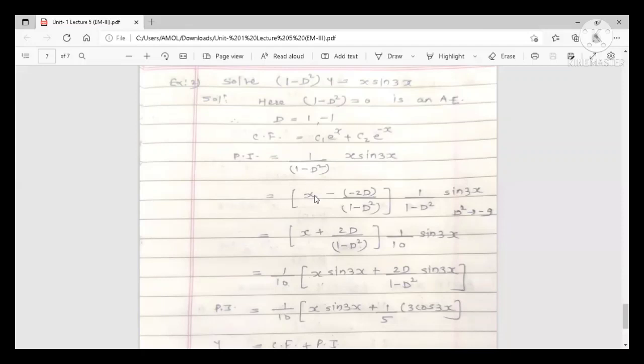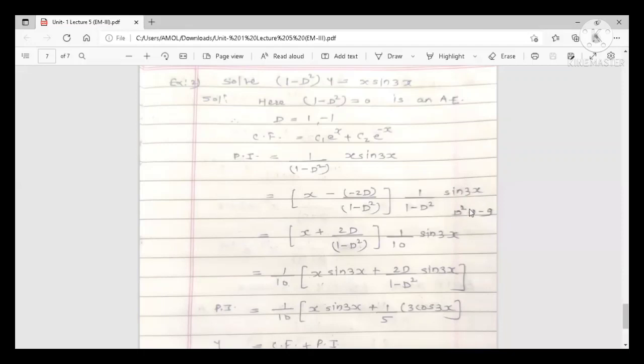So the formula is x minus phi dash of D, the derivative of this phi of D. Phi of D is here 1 minus D square. Its derivative is 2D, and the minus sign is there, so minus 2D upon phi of D. Phi of D is 1 minus D square. So write 1 minus D square in brackets, complete into 1 upon phi of D, which is 1 minus D square into sine 3x. Now solve this term outside the bracket, 1 upon 1 minus D square into sine 3x.